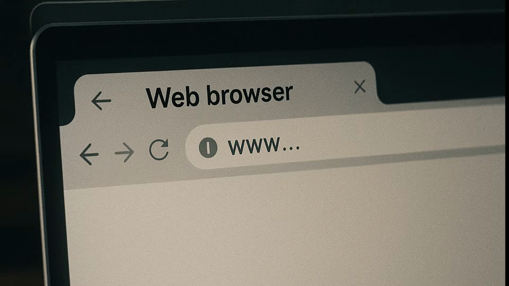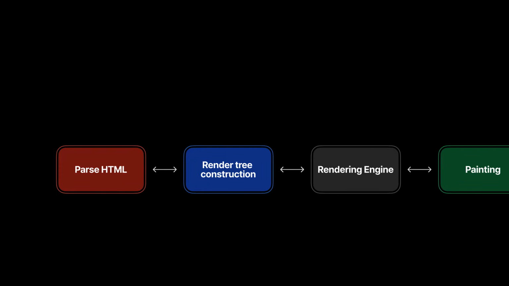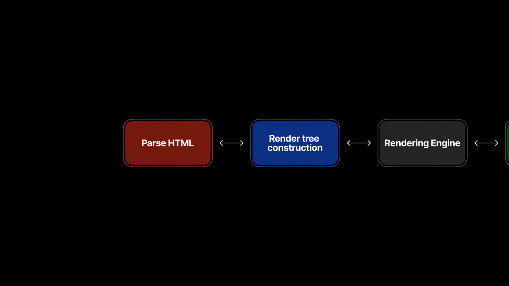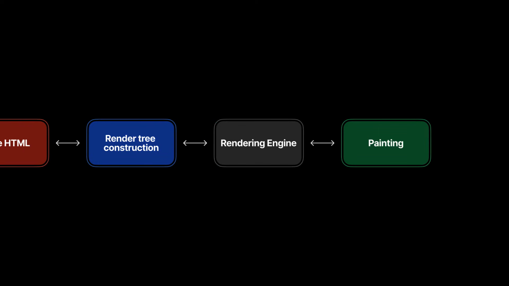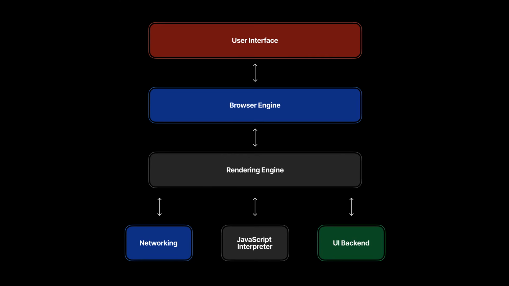into understanding the browser. This is the main flow the browser has to go through when rendering a layout. First, it parses the HTML, then constructs the render tree, then goes through the rendering engine, and finally paints it to the screen. There are lots of different components in a browser, but here are the most important ones.